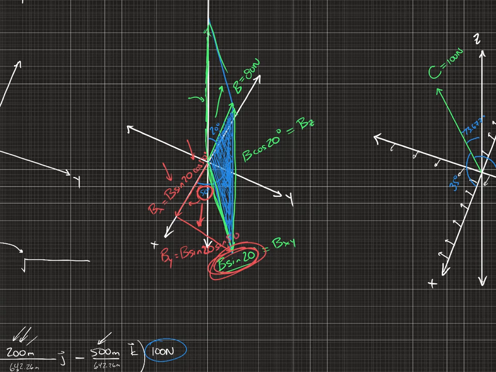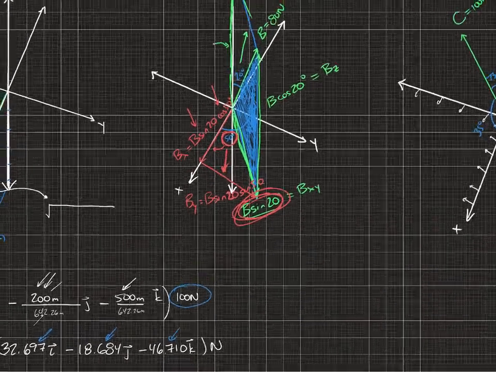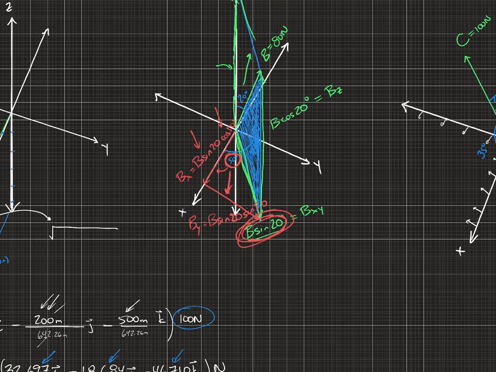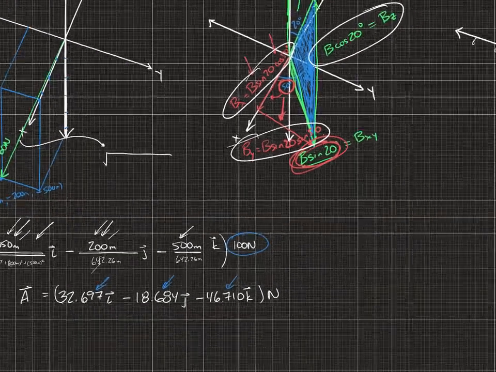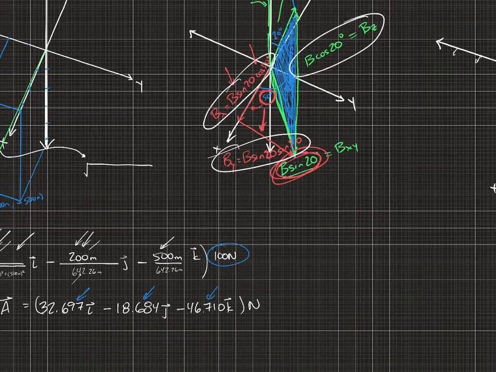Sine of 50. Okay, so that's kind of a lot of stuff. But basically what I'm looking for here is BX, BY, and BZ. So I can go down here and say, okay, how did I do it over here? I'm going to line it up like I did over there.